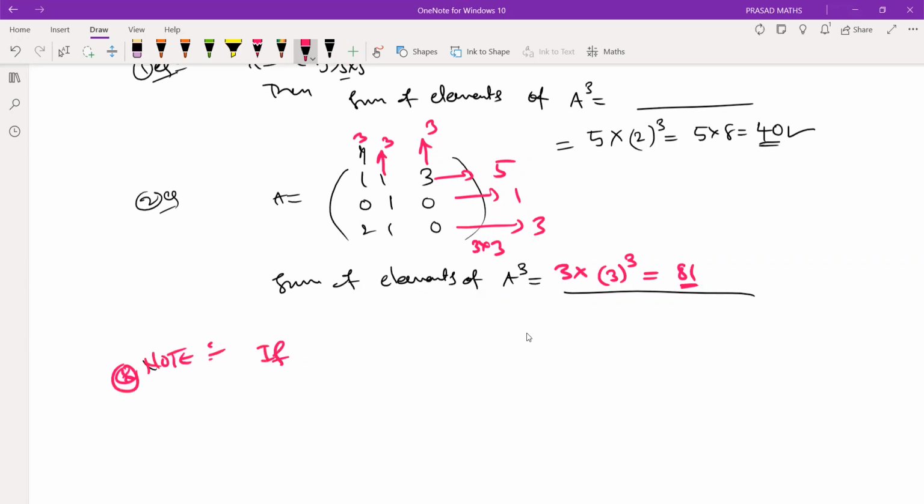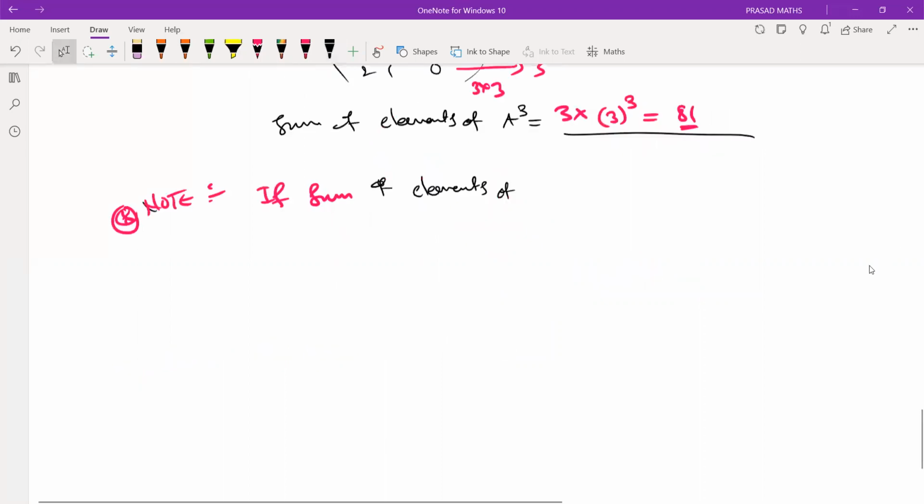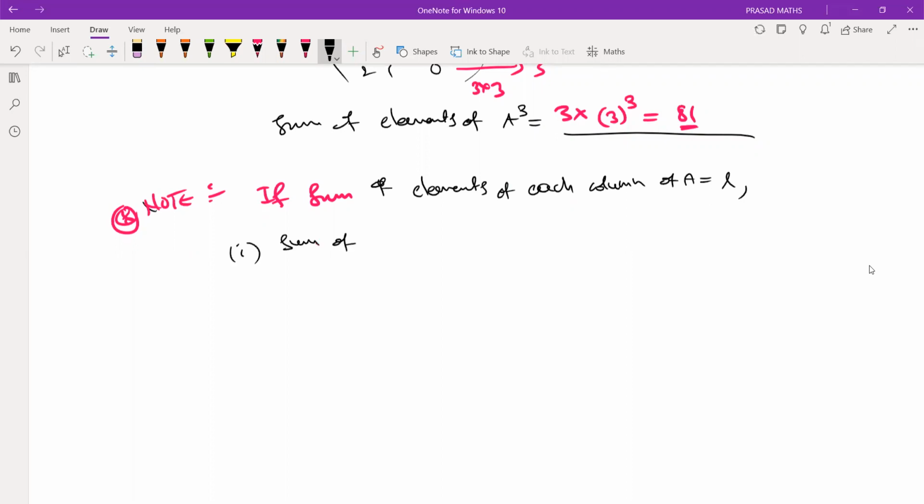If the sum of elements of each column of A is L, you are asked to find the sum of elements of each column of A power M, which is equal to L power M.